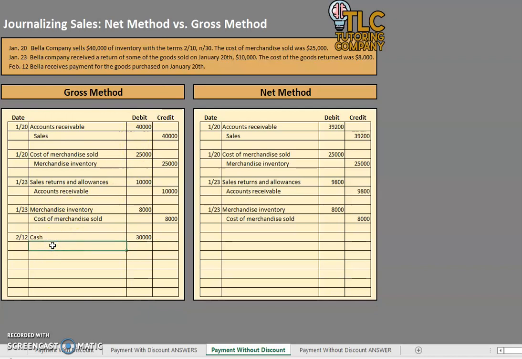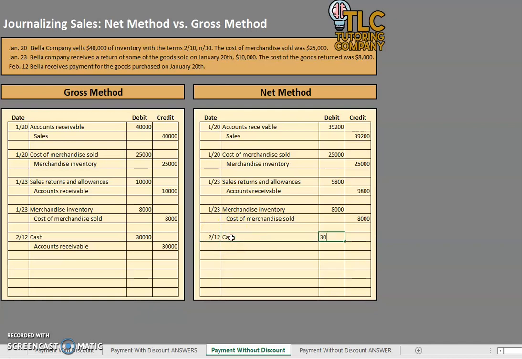And again, under the gross method, that is the balance in the account. Actually, let's go ahead and show you the math real quick. Accounts receivable, debit, accounts receivable, credit. The balance in the account is $30,000. So the amount of cash is matching the accounts receivable. Let's see what happens when we go into the net method, however.